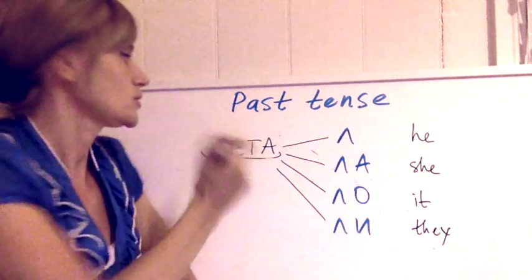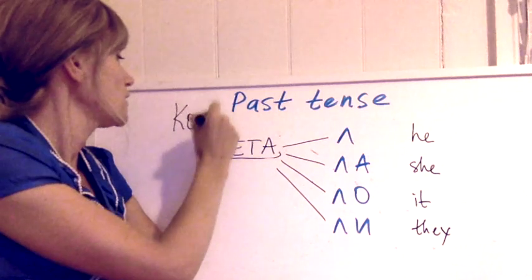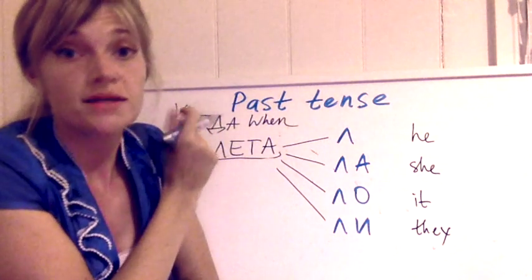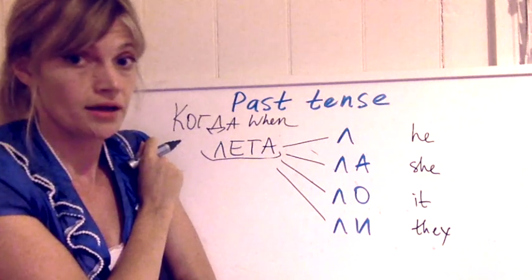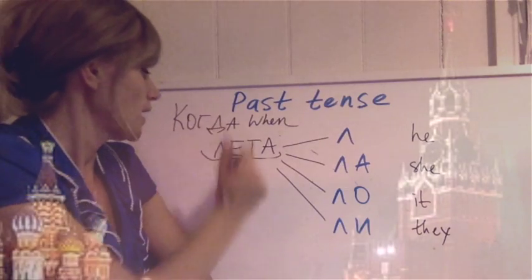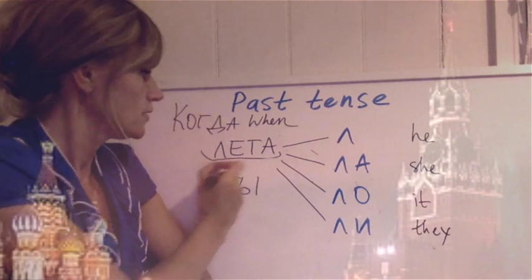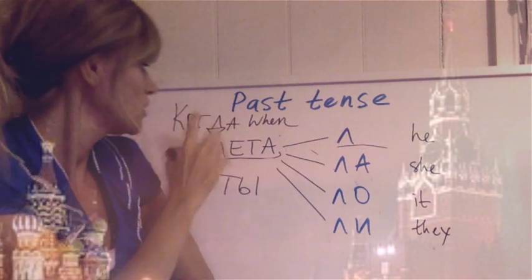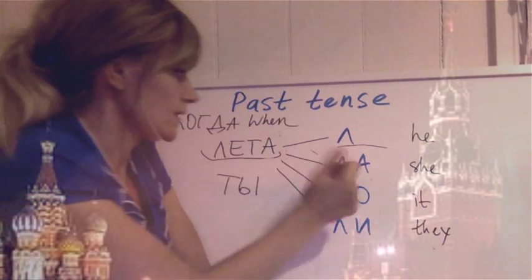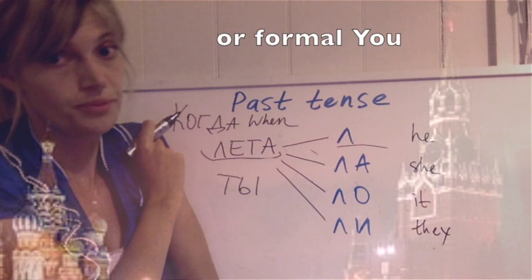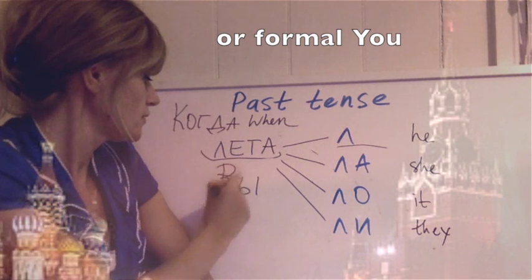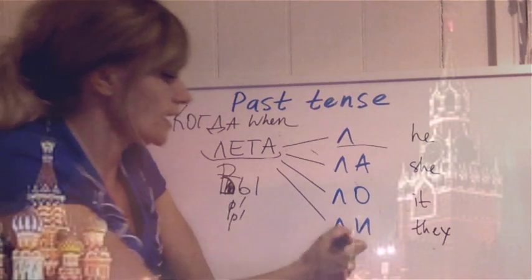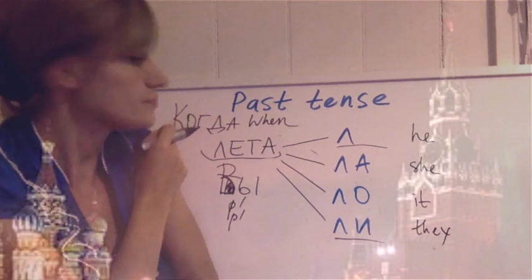Let's ask actual question. Когда? When? Let's say I'm asking a guy, when did you fly to Moscow? Когда ты летал в Москву? If I'm asking a girl, когда ты летала в Москву? One or more people. Когда вы, plural or polite version. Когда вы летали в Москву? Хорошо?